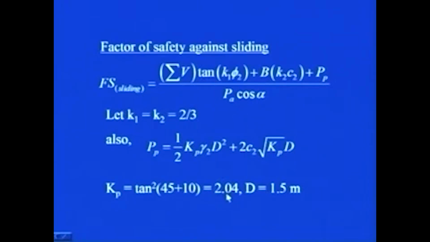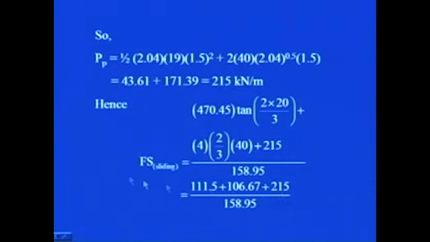So this works out to be 2.04, and d is equal to 1.5, as it is already given in the problem. By putting all these values in the expression for passive force, we can calculate its magnitude, and that worked out to be 215 kilonewton per meter.